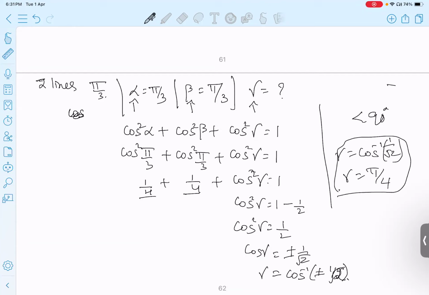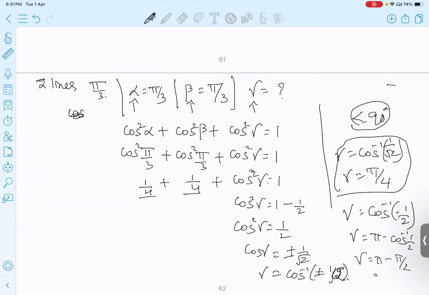If in case the gamma angle was not acute, then we would have taken cos inverse of minus 1 by root 2. By inverse trigonometry, that is pi minus cos inverse 1 by root 2. This can be written as pi minus pi by 4, which is 3 pi by 4. Since it was acute, we have to consider pi by 4. This was one of the questions from the previous year, the 2023 question.